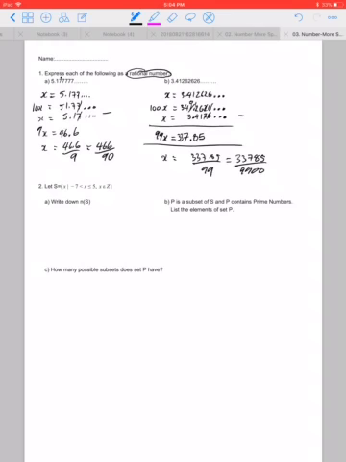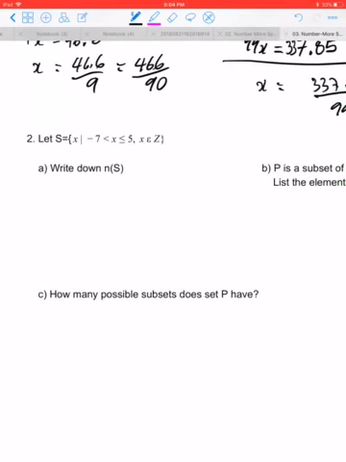So I'll just continue with this page. It'll be a two-part video. Now, you should be able to unpack this. S is a set, and it contains elements x such that the x values are greater than -7 but less than or equal to 5, and x is an element of the integer family. So for sure you can list all of these.